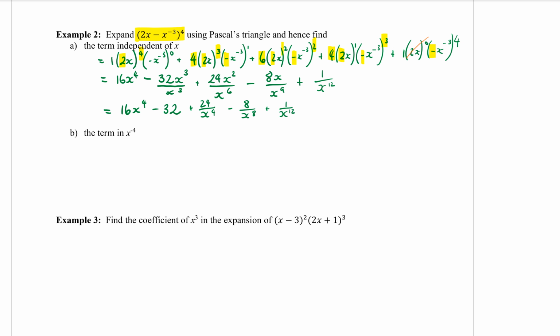Now, all of that was just to find this term here, which does not have any x's, which is the term independent of x. So let's just write a little conclusion. Therefore, -32 is the term independent of x.